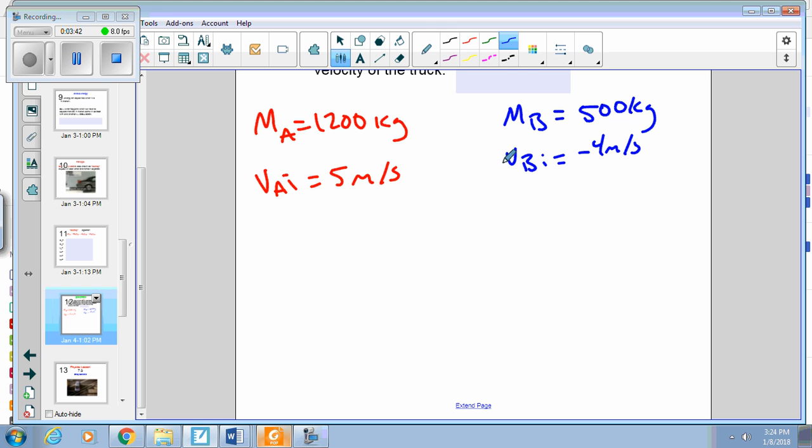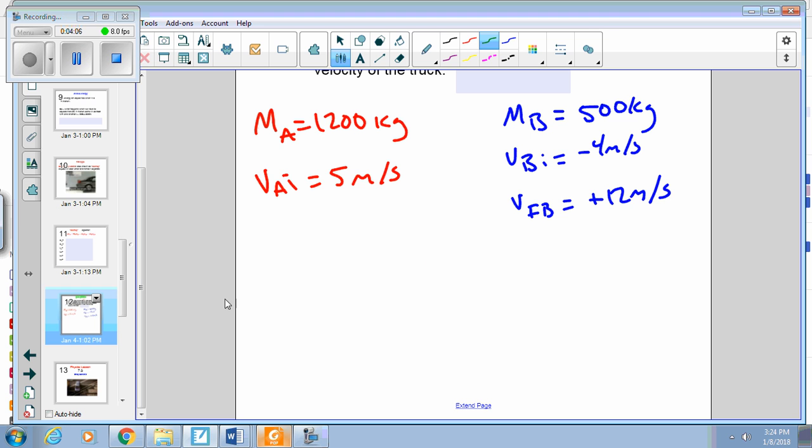We also know that the final velocity of B is positive 12 meters per second. It was going towards the west, and now it is going east. Right? It was going this way, hit a truck, pushed it that way.